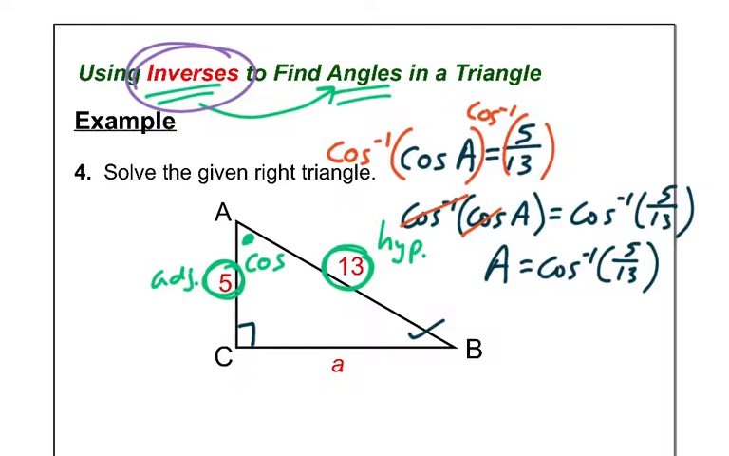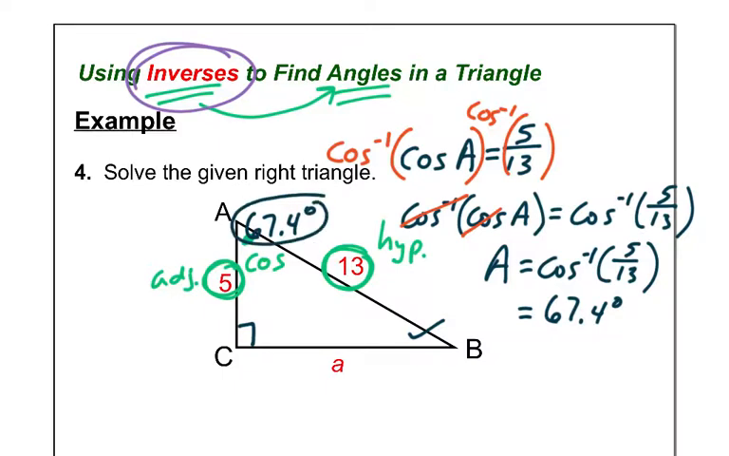And when you do it, you know you did it right because I got a big number that sounds like an angle. I got about 67.4 degrees. That sounds about right. Yep, I just double checked it again. I got 67.4. So that's how much angle A is. Angle A is 67.4 degrees.